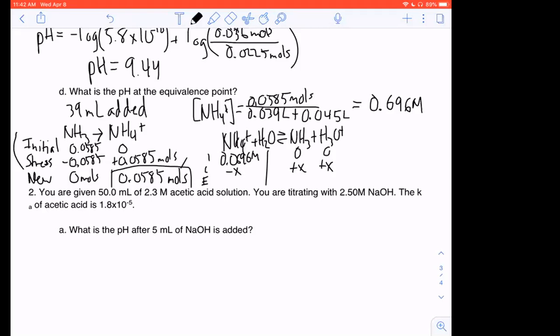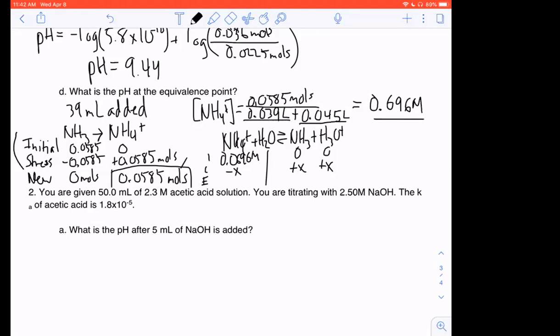When you're looking at the concentrations, you now have the number of moles of NH4 plus. You have to figure out the volume. The volume is the amount that we added, so 39 milliliters, plus the initial volume. So the total volume is just the initial plus however much volume you added. This gives you the new concentration here. So this is now the concentration of NH4 plus.